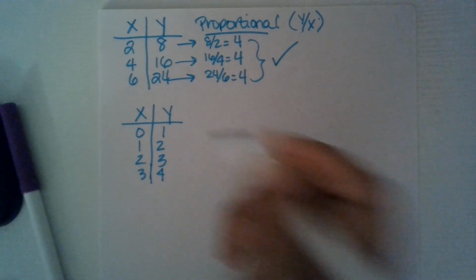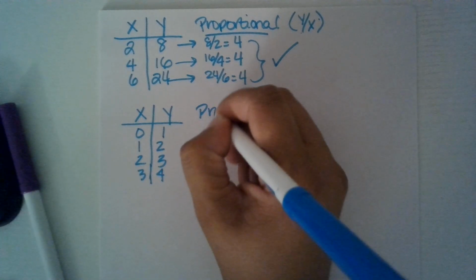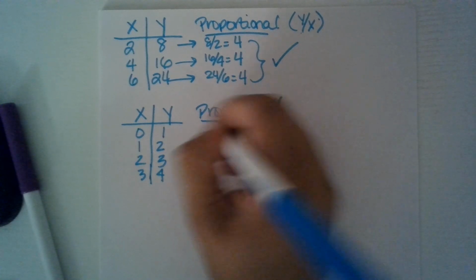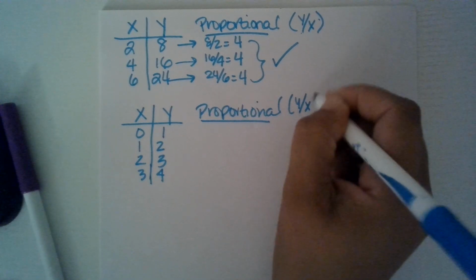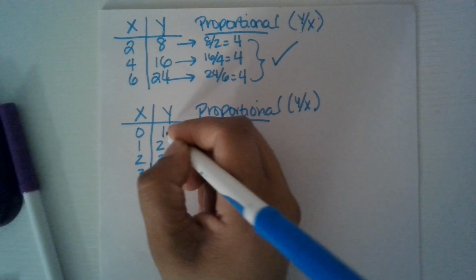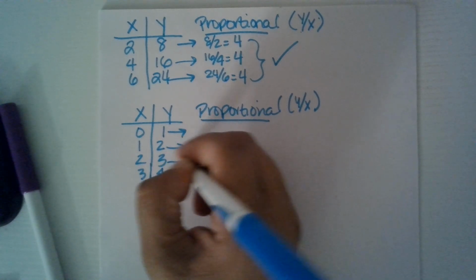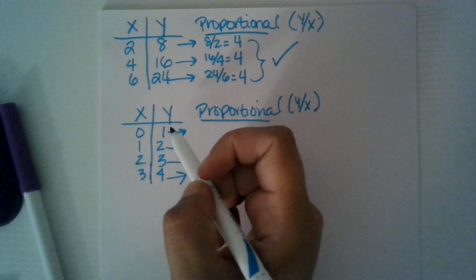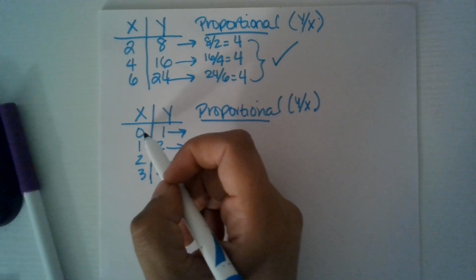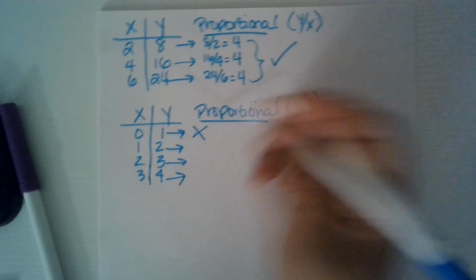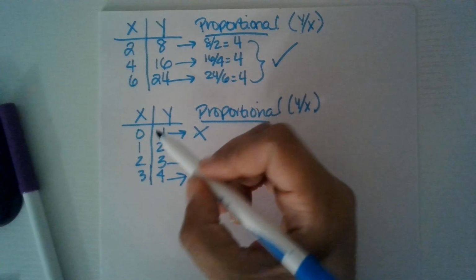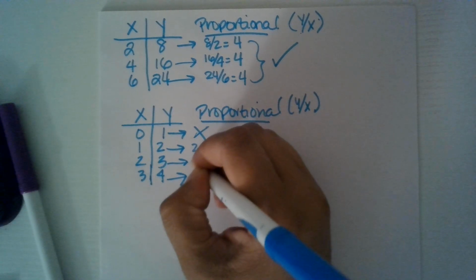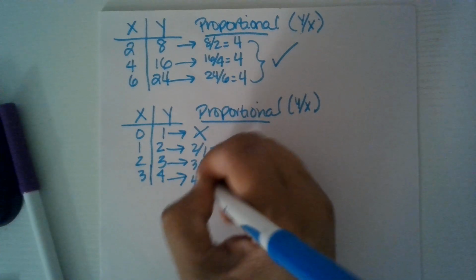Now, is it proportional or not? Let's test it. You still can do Y divided by X. Now, there's an issue with certain numbers when we get into higher math. Technically speaking, you cannot do 1 divided by 0. So that's already a big no. So let me start with 2 over 1, 2 divided by 1, 3 divided by 2, 4 divided by 3.